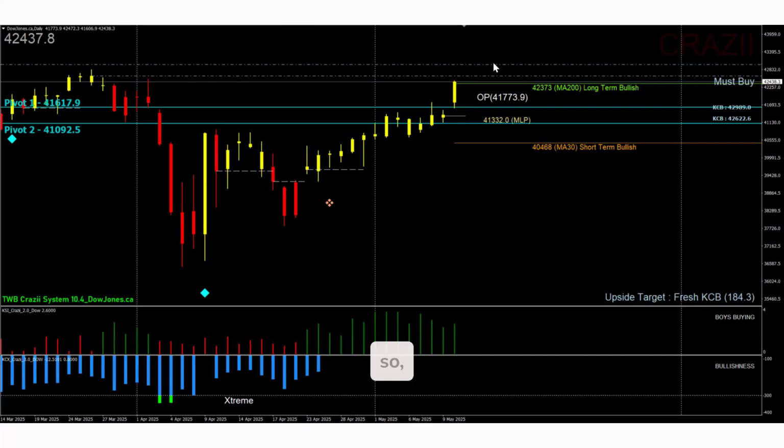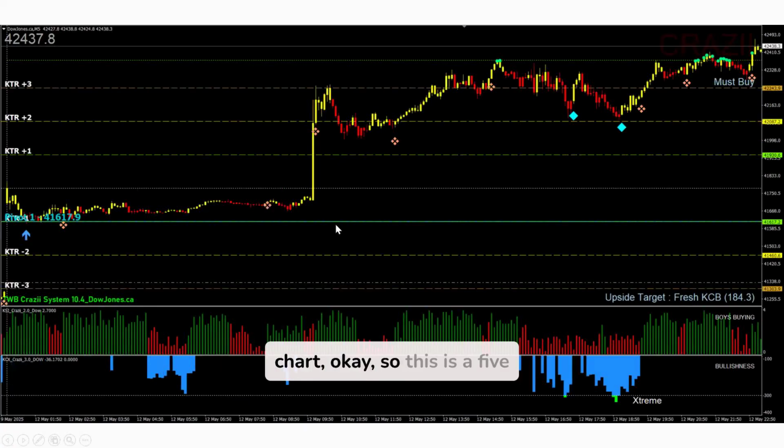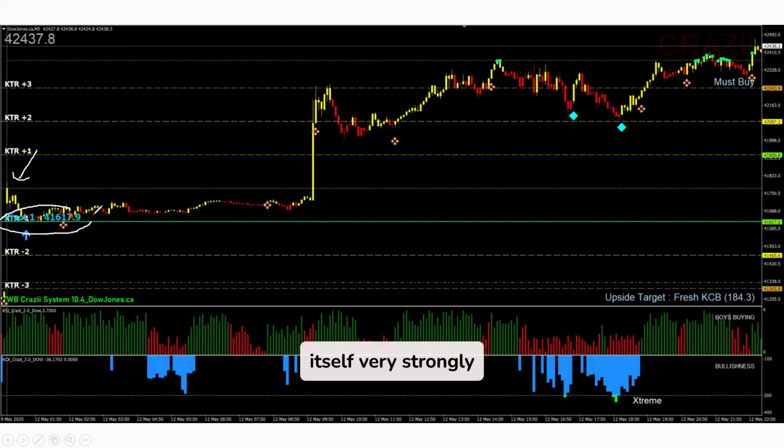Okay, all right. So let's look at the 5-minute chart. This is a 5-minute chart. The market basically at the start of the day went down and then got itself very strongly supported at pivot one. So that's a very classic sign already.